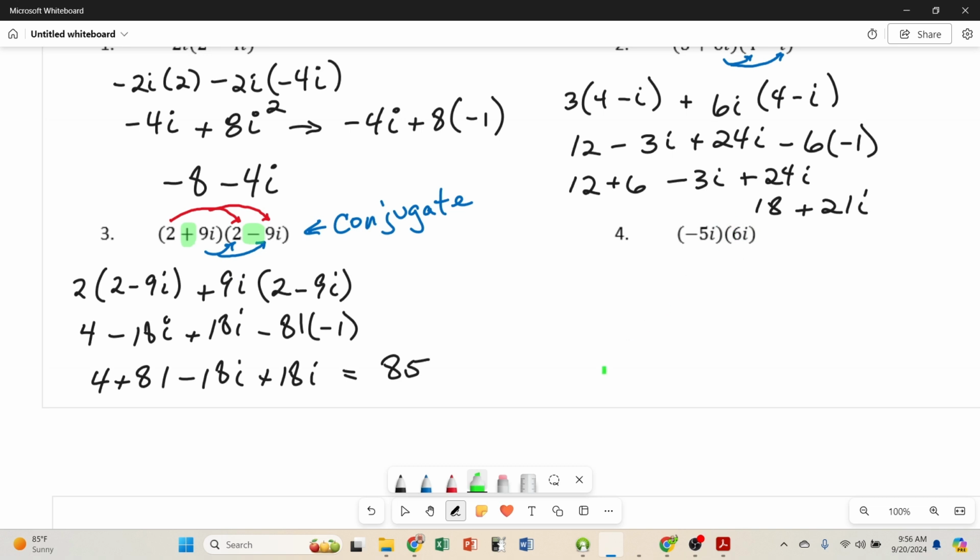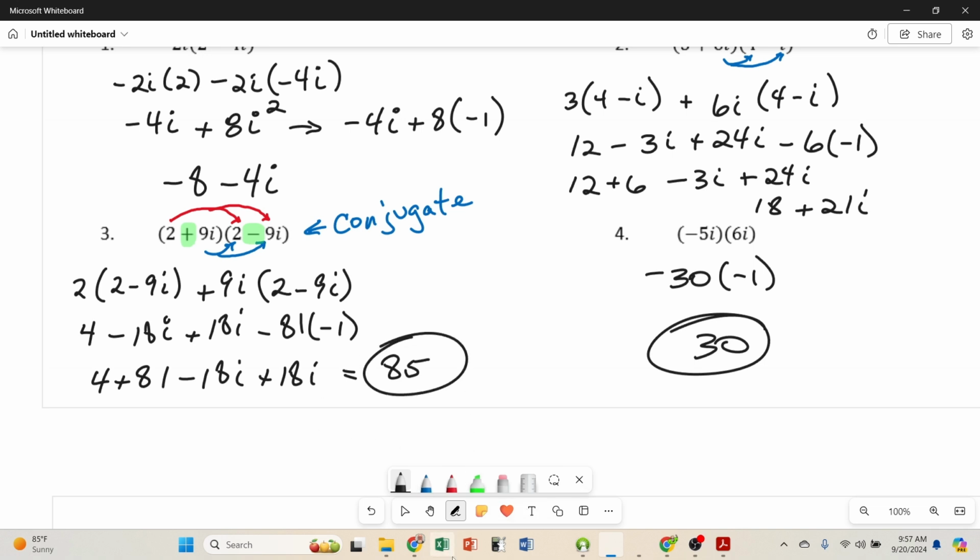So anytime you have two i's like this, what's nice is I can multiply. Negative 5 times 6 is negative 30. i times i is i squared, which is negative 1. Negative 30 times negative 1 is positive 30. Right?